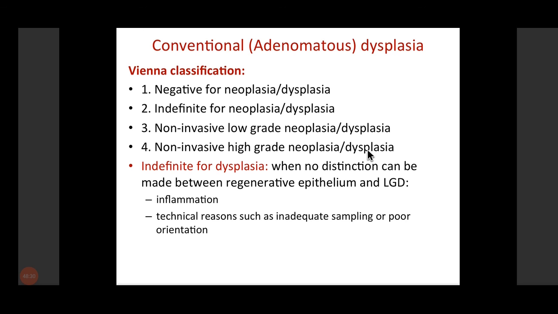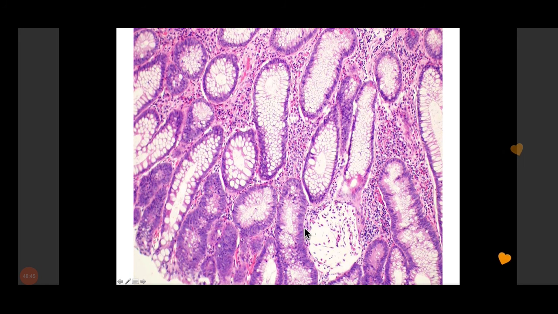So when it is indefinite for dysplasia, at least the patient will remain on a closer follow-up and a repeat biopsy will be done, rather than just calling it negative for dysplasia. So this is something that must be factored into the report by the pathologist.